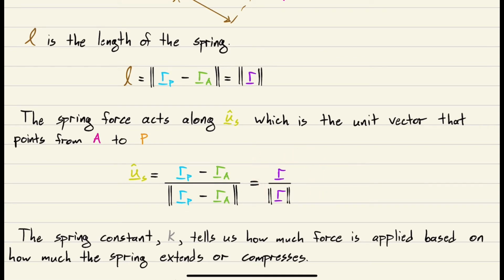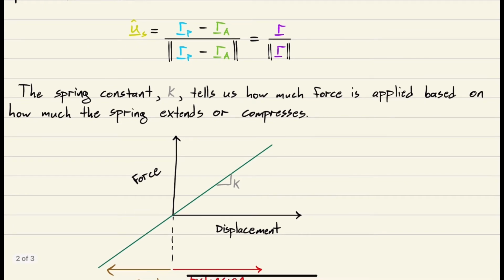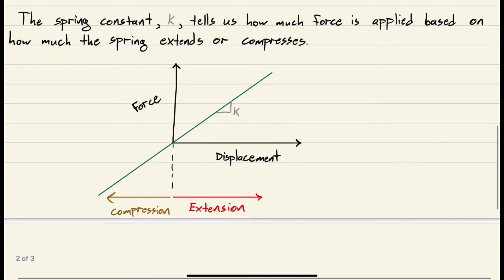We've defined U sub S. Spring constant. So the spring constant K tells us how much force is applied based on how much the spring has extended or compressed. Right, so if we have a positive displacement, then we're extending, and the force can be just read off the graph, where K is really the slope of this line. If we were compressing the spring, then our displacement would be negative, so we would have a negative force.